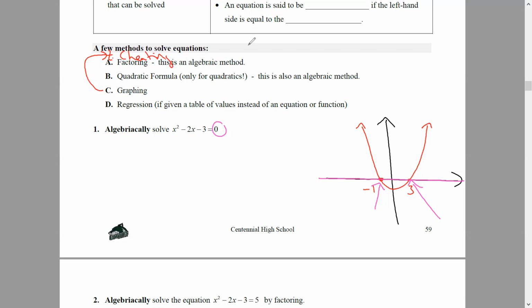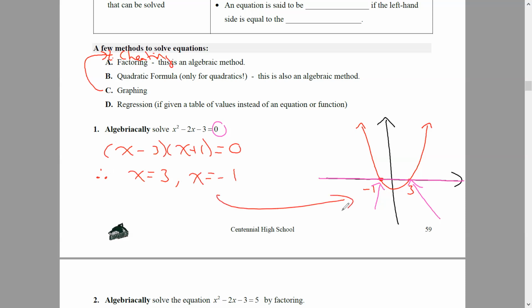What I'm going to do now is algebraically solve it. I'm going to try to factor this. So this is x minus 3, x plus 1 equals 0. Therefore, x is equal to 3 and x is equal to negative 1. Look at that, it's the exact same as what you told me by graphing.